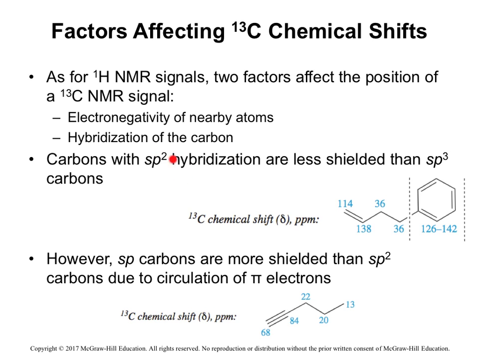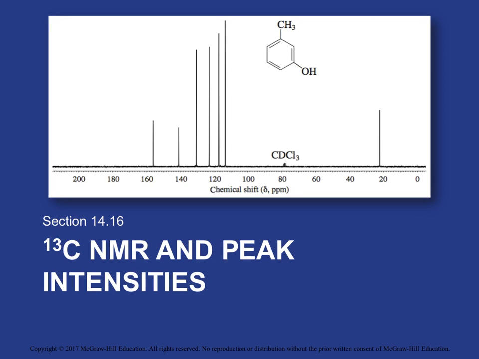sp2s are going to be less shielded than an sp3. However, once again, the triple bond does something anomalous, where it's more shielded than what you'd expect due to the fact that it's got two sets of pi electrons instead of just one set. So remember when we drew out the cartoony looking ones, the double bond only has one dumbbell, but when you do a triple bond, it's got two sets of dumbbells surrounding those carbons, if you want to think of it that way.